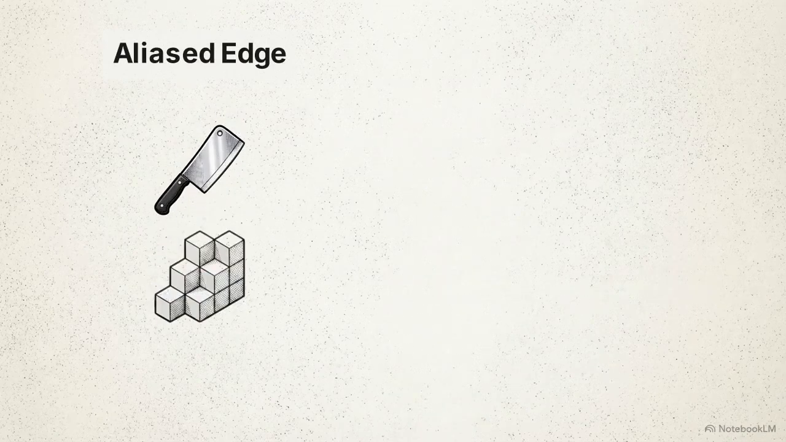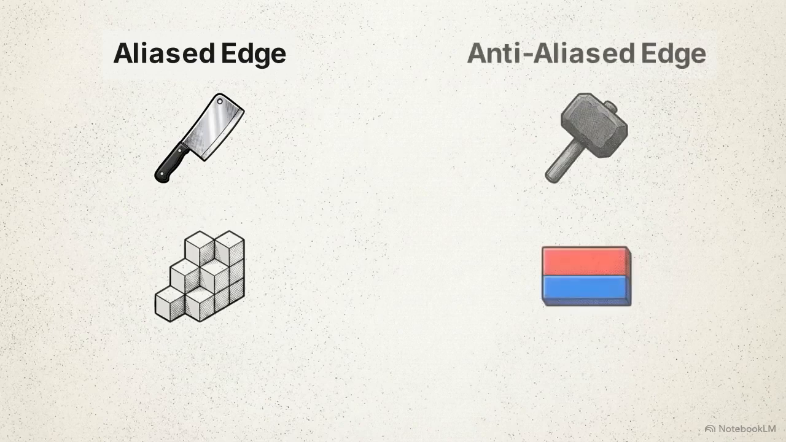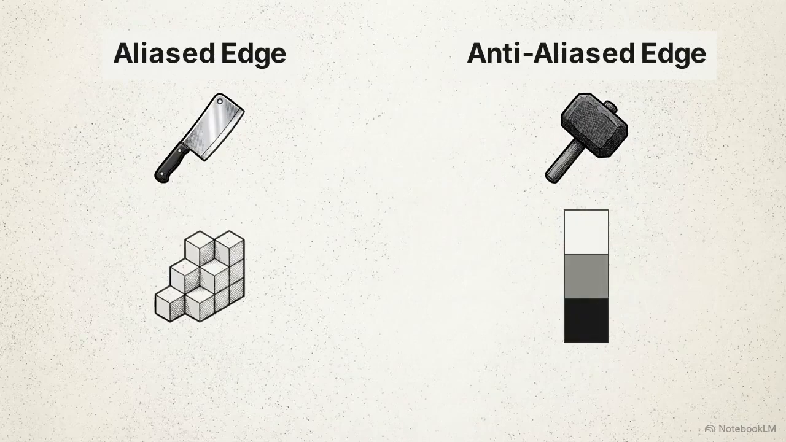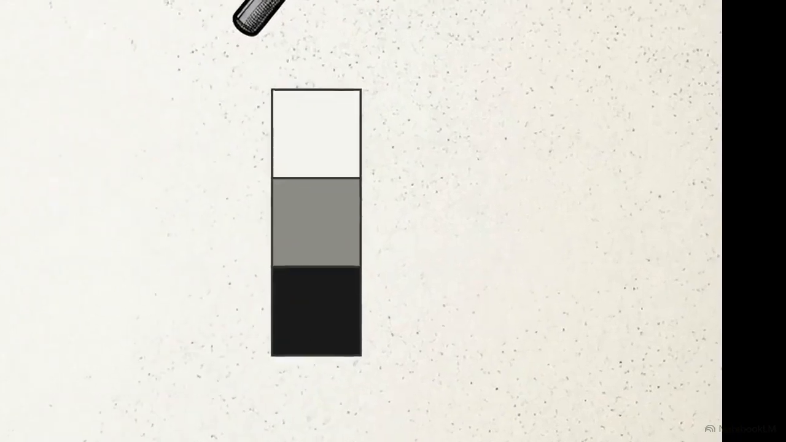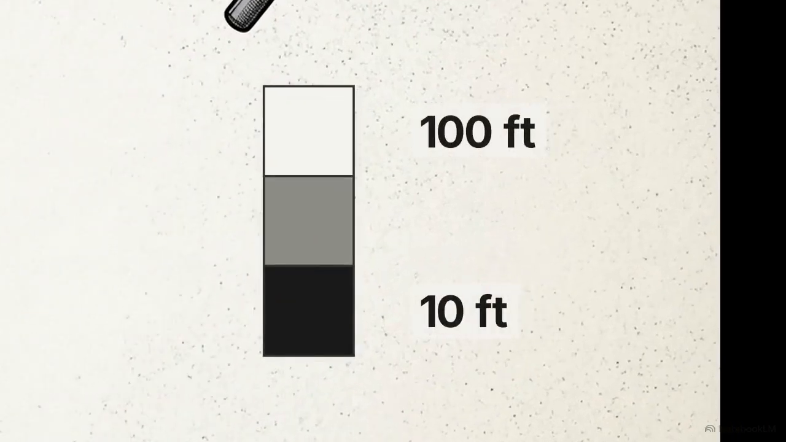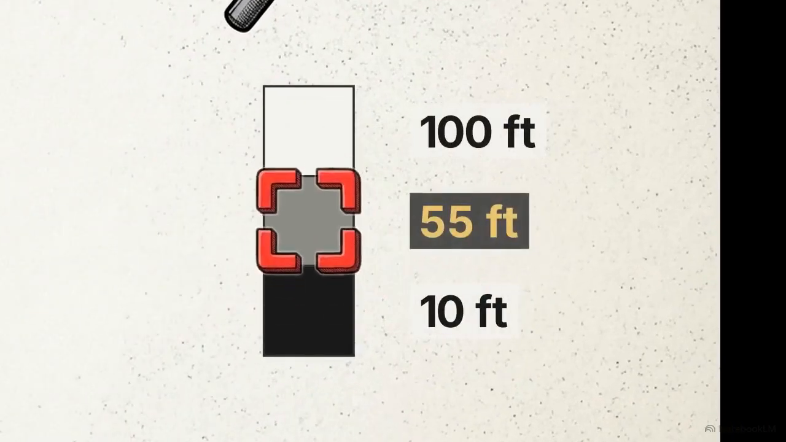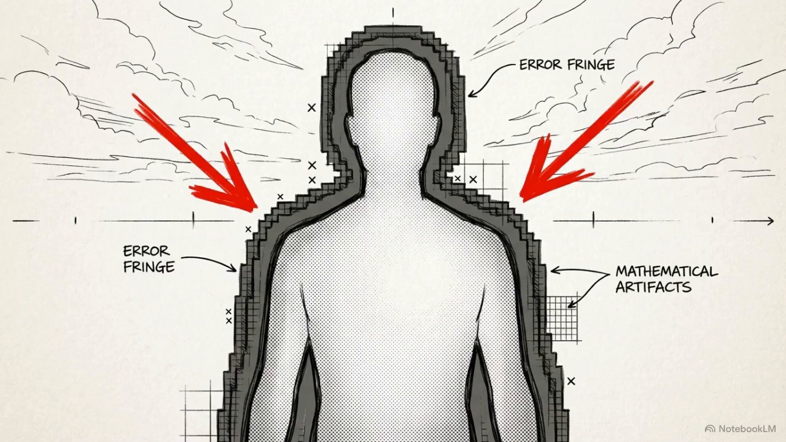Look at this diagram. An aliased edge is the sharp knife on the left. It slices through the image, keeping the data pure and separated. Anti-aliasing is the dull knife on the right. It tries to make edges look smooth to the human eye, but mathematically it mashes distinct layers together into a blended smudge. If a foreground pixel is 10 feet away and the background pixel is 100 feet away, anti-aliasing attempts to blend them into a pixel that claims to be 55 feet away. That mathematical confusion is exactly what causes the dark fringing and edge halos that ruin amateur composites.